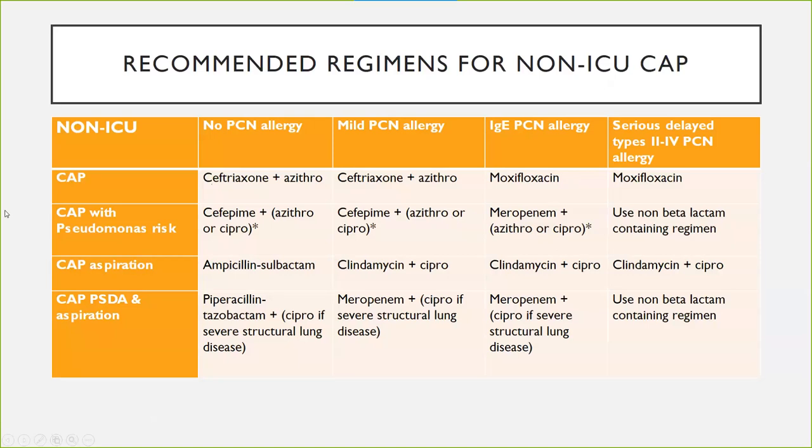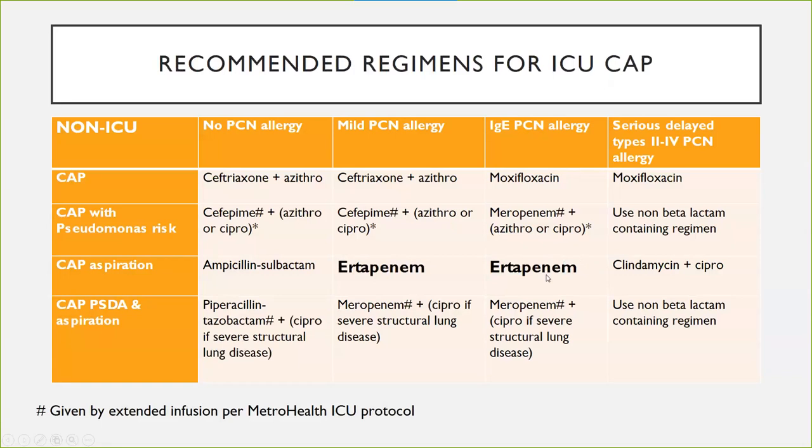We also decide upon the recommended regimen by what the risk for Pseudomonas and aspiration is, and the recommendations change depending on your assessment of that based on the criteria that we talked about before. In cases where there is significant structural lung disease, the bronchiectasis or cystic fibrosis, then Cipro would replace azithromycin in the instances where you have a choice. For ICU community-acquired pneumonia, the only difference is that ertapenem replaces the clindamycin plus Cipro for aspiration risk.